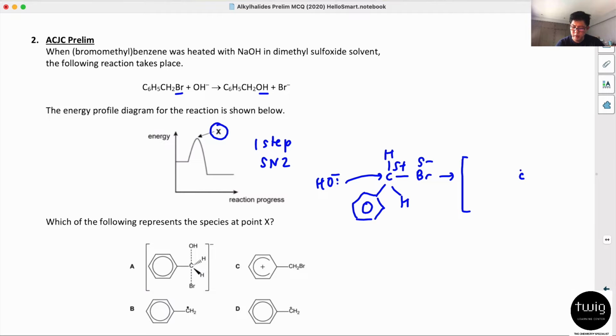So I'm going to just draw it out quickly. The transition state will look something like this. The Br is starting to break, and the OH is starting to form. So this is the transition state at point X. If you look at the options, the best answer, of course, is only A. Okay, let's look at the next question.